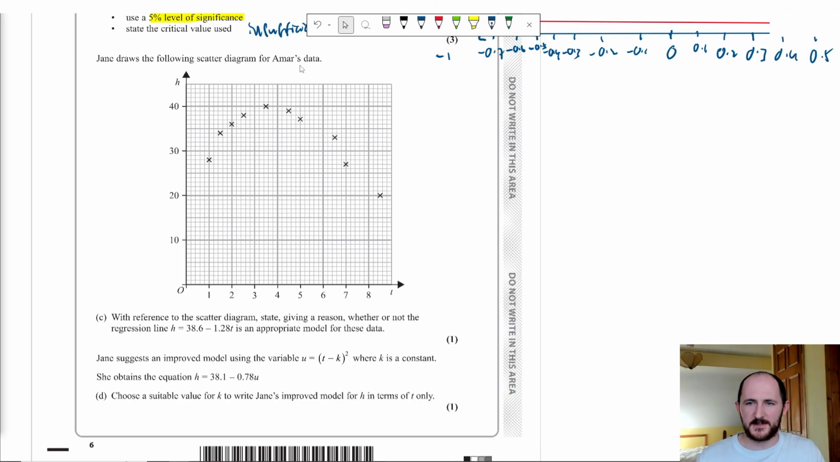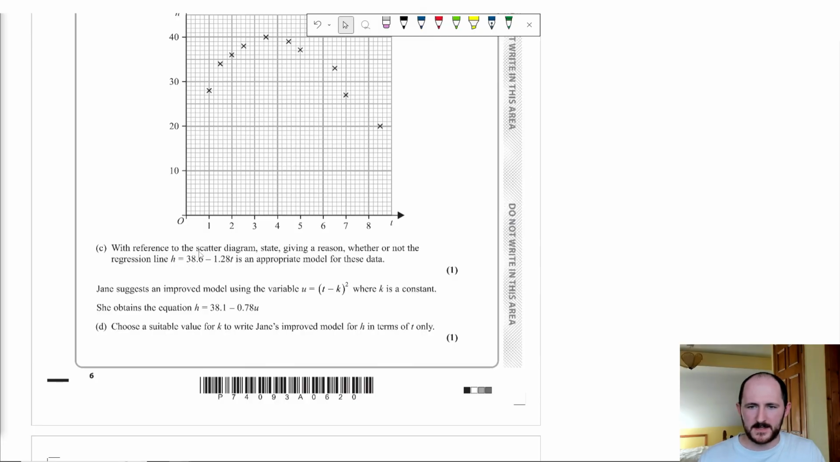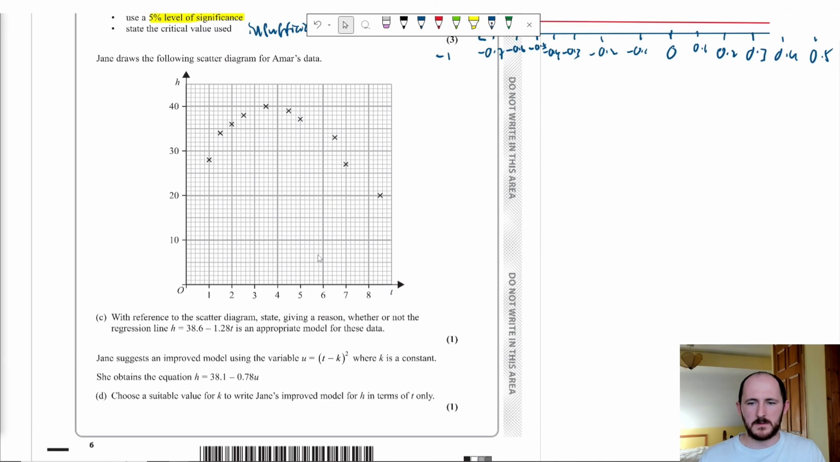Jane draws the following diagram for Amar's data, and we get this kind of almost like a negative quadratic. With reference to the scatter diagram, state giving a reason whether or not the regression line is an appropriate model for this data. Well, this is a straight line graph. Does that look like a straight line? So you say no, because it's not linear, or not a straight line. It looks more like it's quadratic or something like that, as I said before.